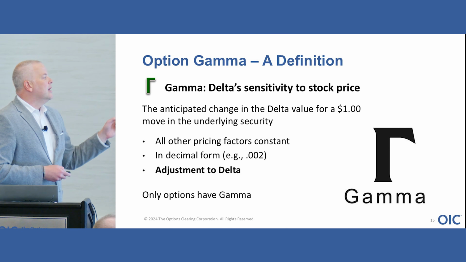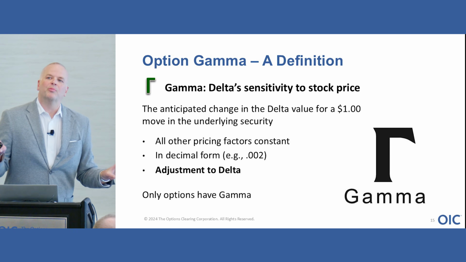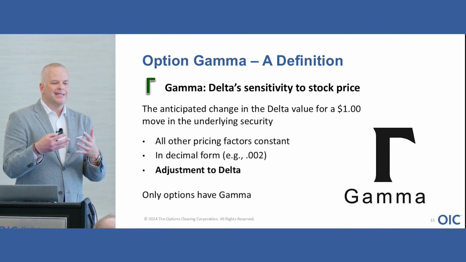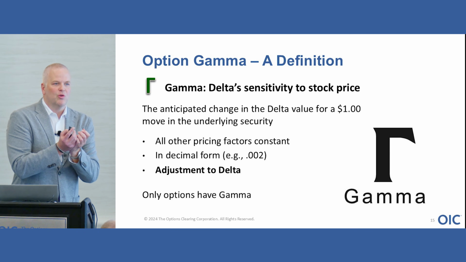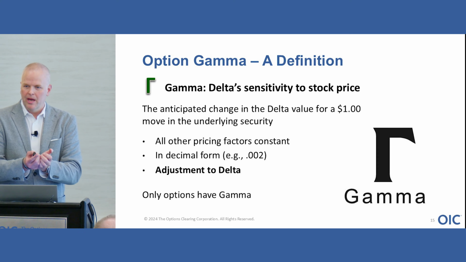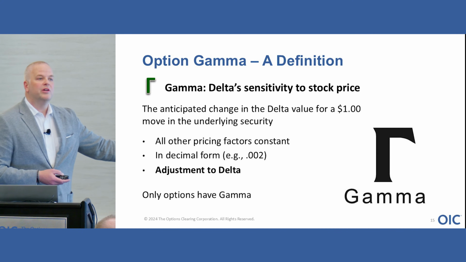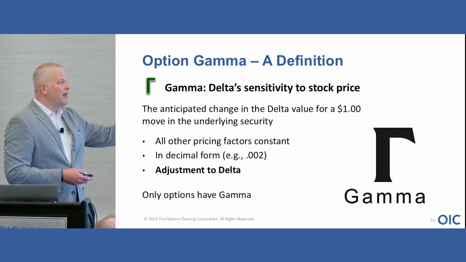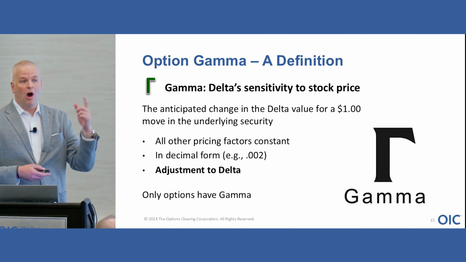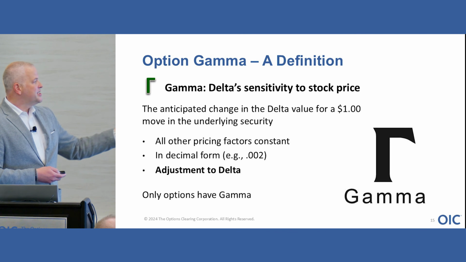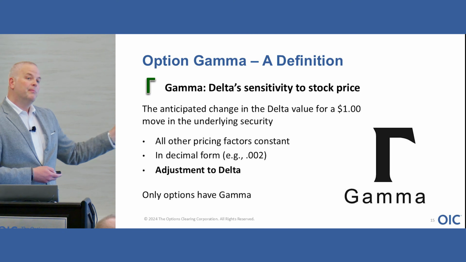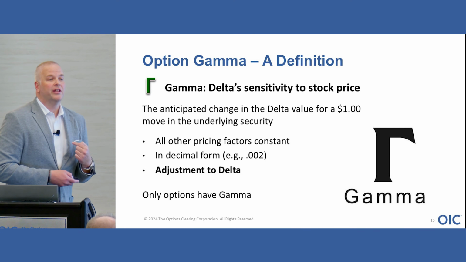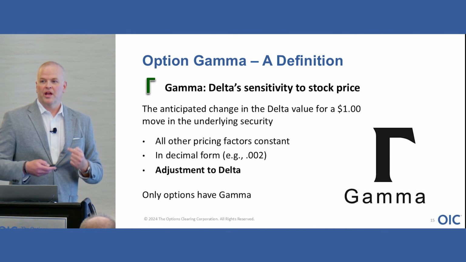Again, if we talk about it with all other pricing factors remaining constant, gamma of that option is a snapshot of how much potential energy that option has at that moment in time. This also is dynamic. It can move just like delta does, and it actually is the driving force behind the dynamism of delta. It's expressed in decimal form, just like delta is, and many people think about it as an adjustment to delta. I personally think about it as potential energy. That's what I think about gamma as.